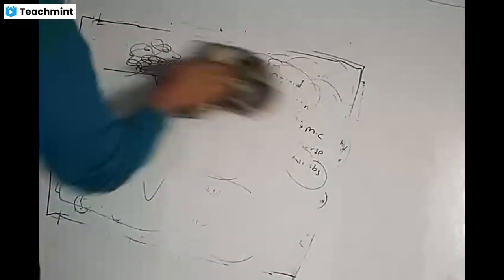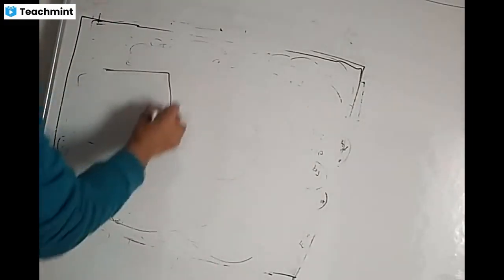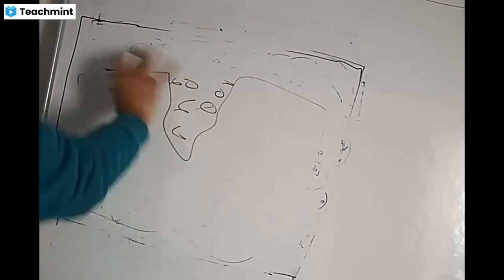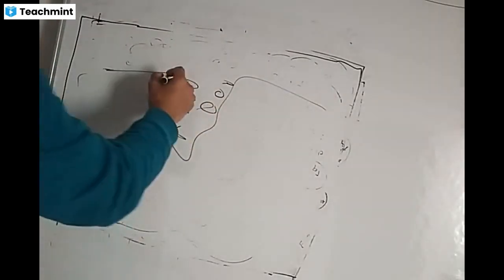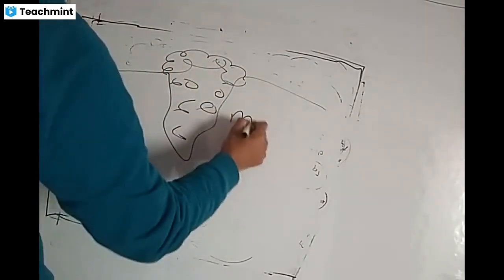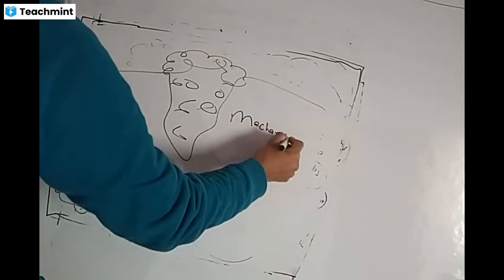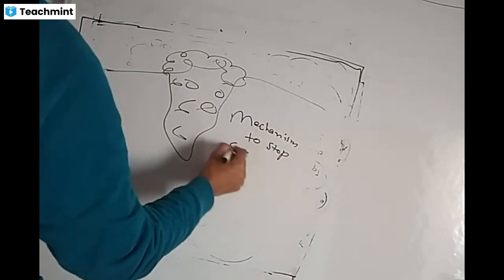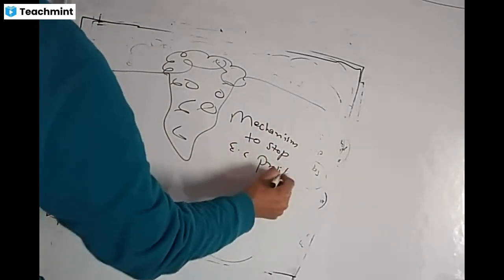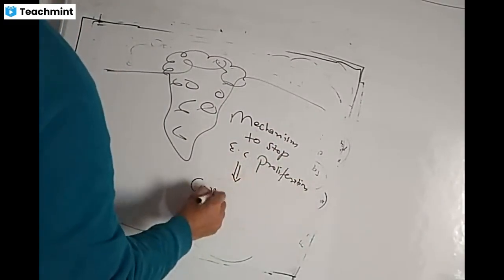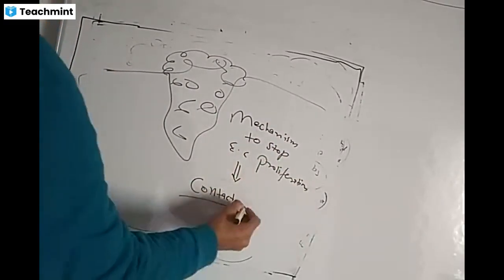So to stop this, epithelial cells are migrating and they cover the lining. But to stop their over proliferation, there is one mechanism operating. There is one mechanism to stop epithelial cell proliferation. That name is very important. That is called contact inhibition.